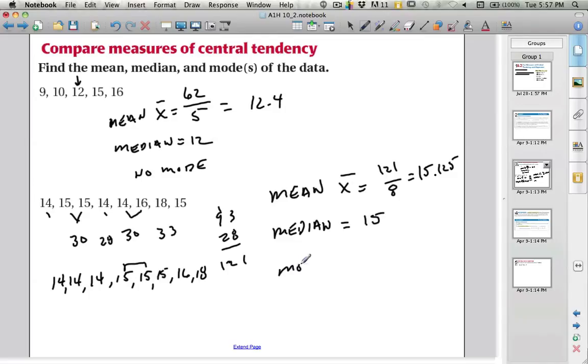And when we talk about the mode, I have two different values that occur 3 times. The mode is 14 and also 15. So this would be called a bimodal data set because it has two modes. So these are measurements of central tendency.